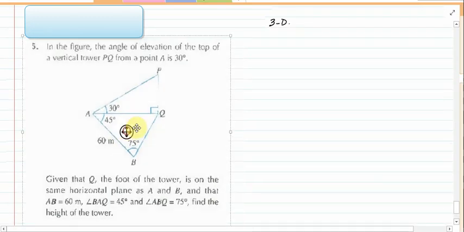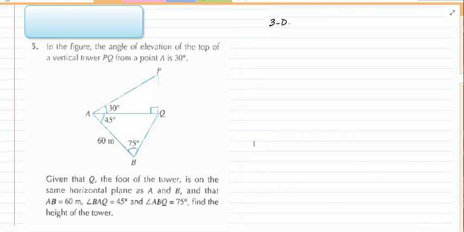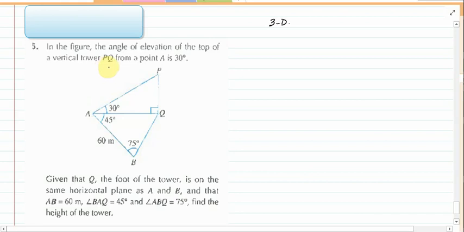Now you all know that the basic thing that we need to do in such type of question is the sketching part. Once the sketching is done, then you can easily do the question, right? Now in question number 5, in the figure, the angle of elevation of the top of a vertical tower PQ from a point A is 30, right? And you need to find the height of the tower, right?